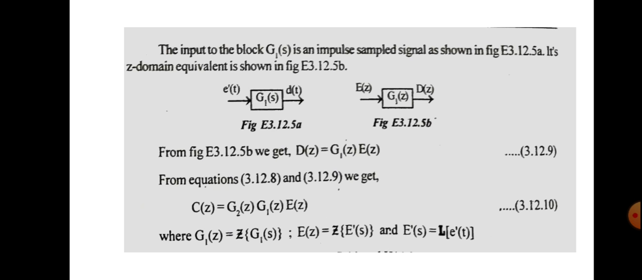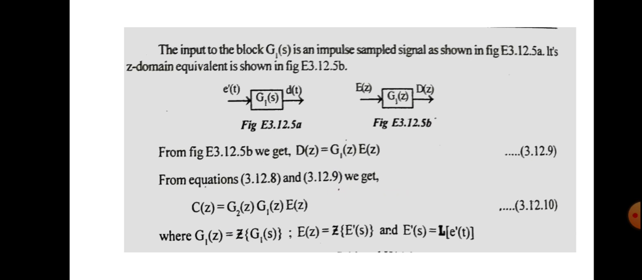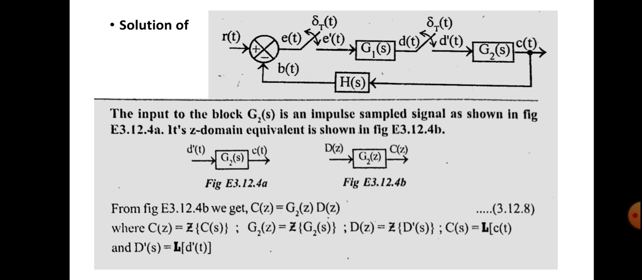From that equation you can substitute for this. That equation can be substituted in this equation, that is D of Z equal to G1 of Z into E of Z. So you will get C of Z. See, this equation can be substituted into this equation, that is C of Z will be equal to G2 of Z into, instead of D of Z you can write D of Z equal to G1 of Z into E of Z. So you will get C of Z equal to G2 of Z into G1 of Z into E of Z. That is, this equation is substituted in this equation.